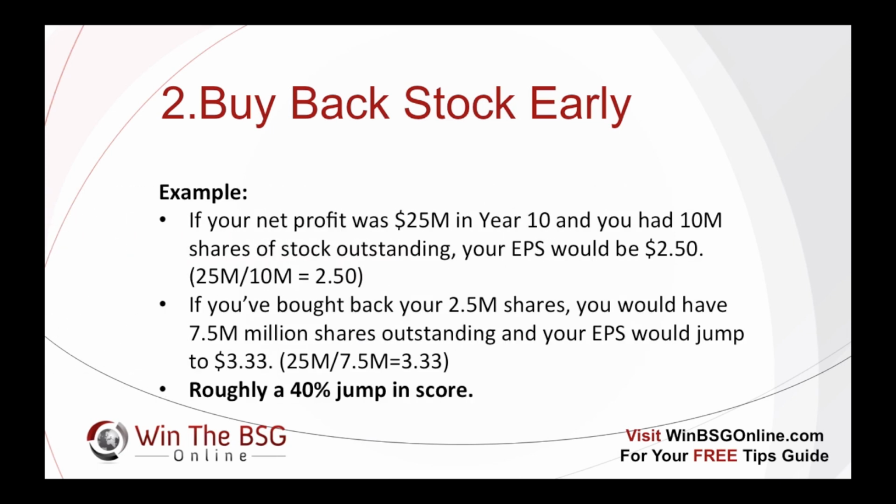Just to run through the math real quick, in year 10, you have a profit of 25 million and you have 10 million shares outstanding. That comes out to an earnings per share of $2.50. The business strategy game allows you to buy back a total of 2.5 million shares. So if you bought back all 2.5 million of those shares, your EPS would jump to $3.33 because you'd have 25 going into 7.5 million. That's roughly a 40% jump in score, which is huge.